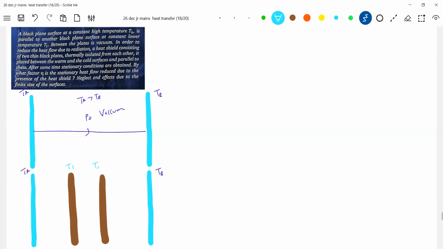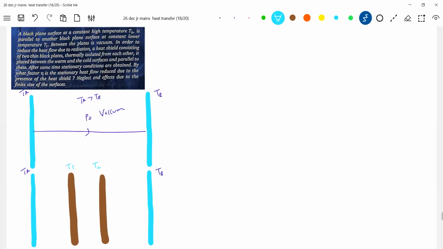The temperatures are T1, T2, and TA greater than TB. The same vacuum is there still. So what happens to the power flow between them? That's the question that is asked. After some time, stationary conditions are obtained. By what factor eta is the stationary heat flow reduced due to the presence of the heat shield?